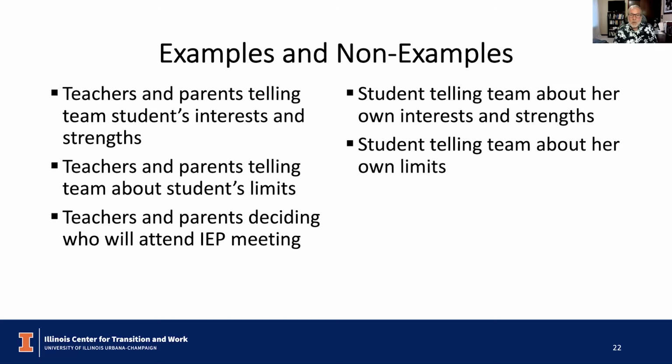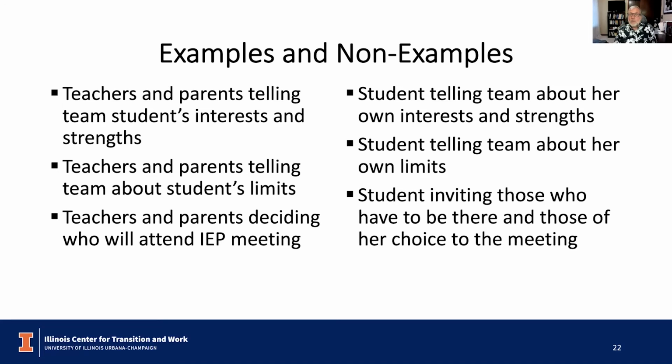A non-example: teachers and parents deciding who will attend the IEP meeting. In contrast, the student invites those who have to be there and those of her choice to attend the meeting. With parental permission, students have the right to invite others to come to the meeting. Maybe they'd like their best friend to come, or their favorite teacher, or a coworker if they're involved in work experience in the high schools. There's no reason this can't be done if parents approve of it.